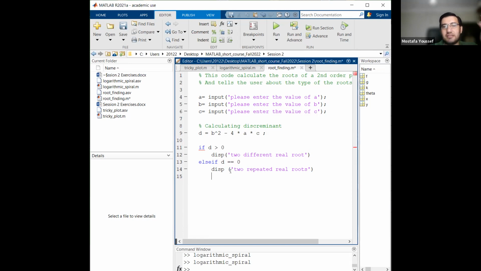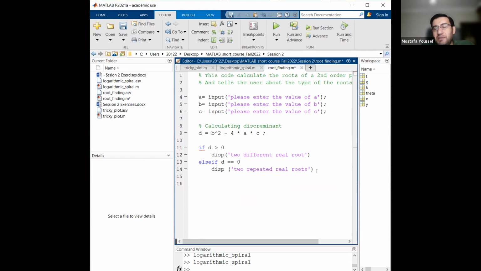The reason for this is the following. If you assign a value to a variable, like you are saying x equal 5, then you put one equal sign. But if you are asking MATLAB, does d equal 0, then you have to put 2 equal signs. That's when you are asking the question, is it equal to 0 or not? Okay. So thank you for pointing this out.